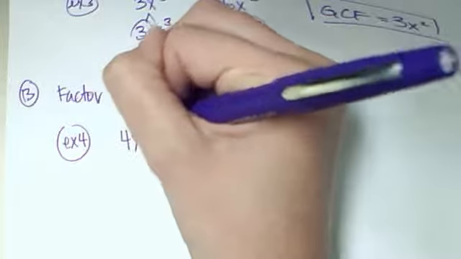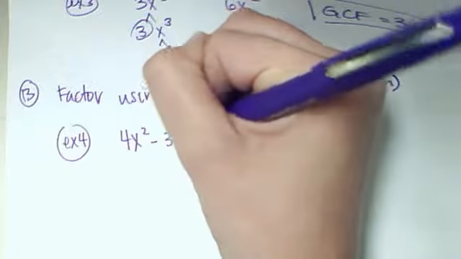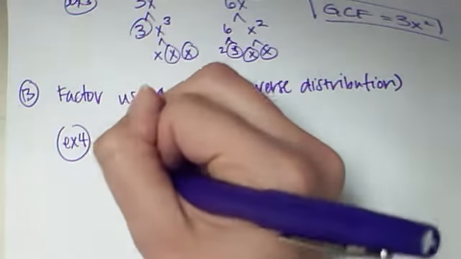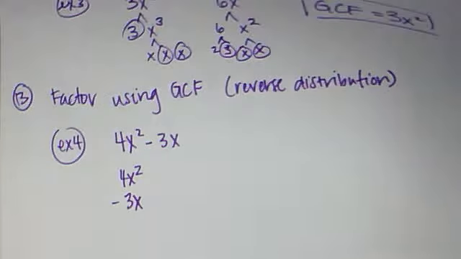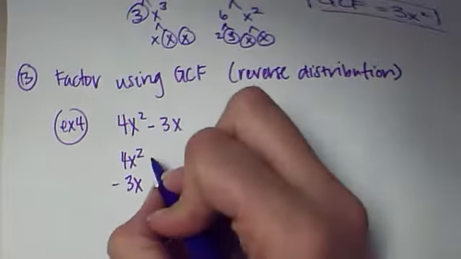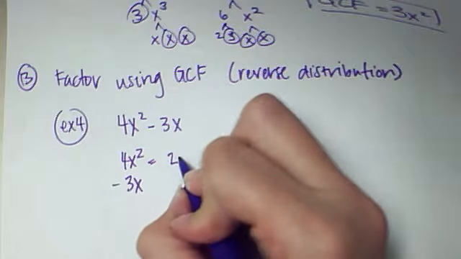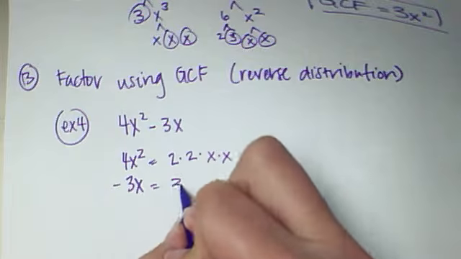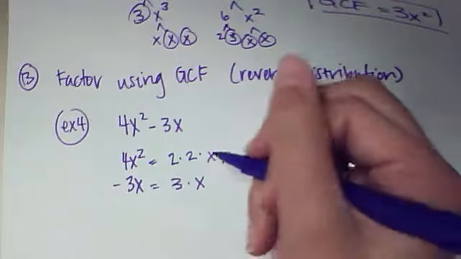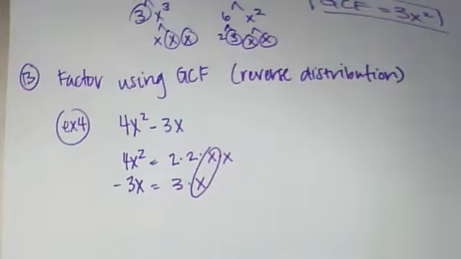Okay, looking at example number 4. If I have 4x squared minus 3x, I'm going to write out both of my terms, 4x squared and negative 3x. I really don't need to do the negative because I'm going to put that back at the end. But here I could do my prime factorization. 4x is 2 times 2 times x, and 3x is 3 times x. I'm going to circle what they have in common, which in this case is x.